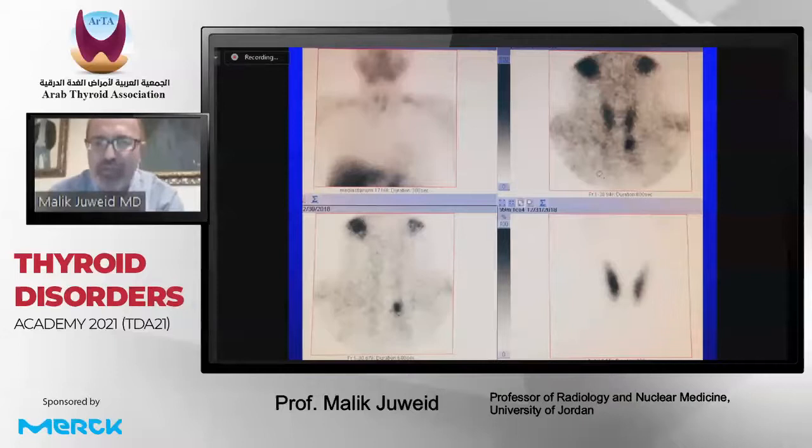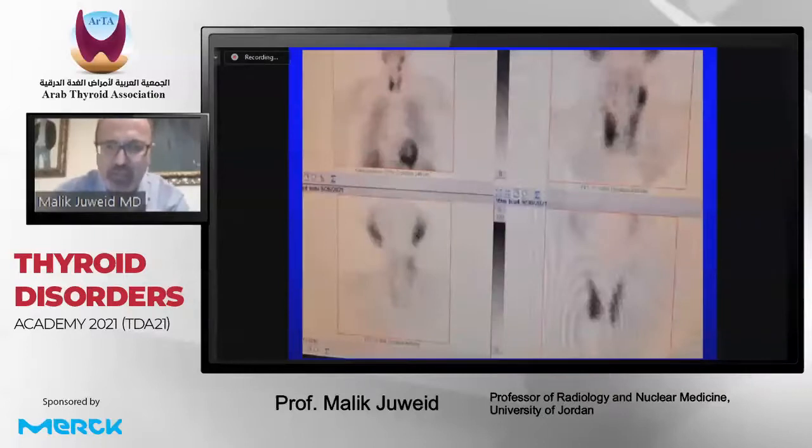So as you can see here clearly, there is a focus of increased uptake inferior to the inferior pole of the left thyroid lobe that persists on delayed images. That's like a left inferior pole parathyroid adenoma. That's the classic. And it's also mismatched with the thyroid. It's not seen on the thyroid scan.